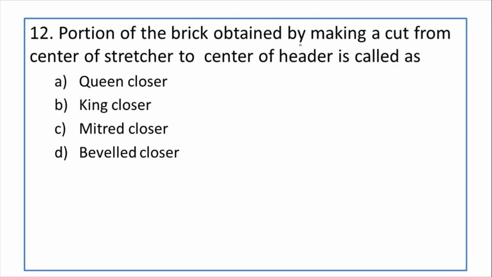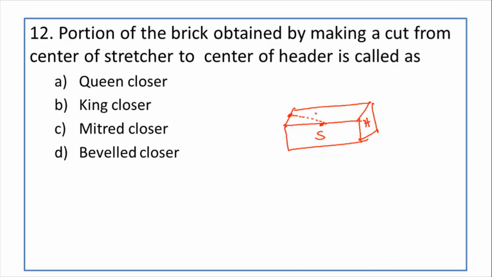Portion of the brick obtained by making a cut from the center of the stretcher to the center of the header is called as what? Basically, if you take the brick like this, the longer face is called the stretcher, and the shorter face is called the header. Now they are asking about the portion of the brick obtained by making a cut from the center of the stretcher to the center of the header. This is the center of the stretcher and this is the center of the header. Here also there will be another header. So if you cut the brick like this, what is it called?